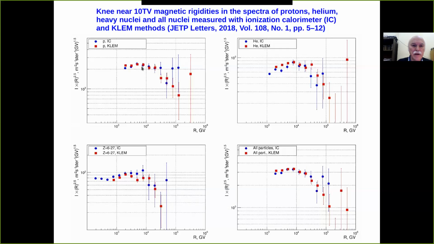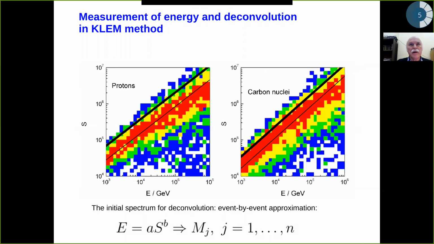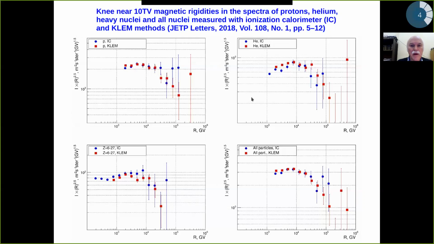You can see this feature in different components of the spectra and in the all-nuclei spectrum. But these spectra were obtained by an event-by-event procedure of obtaining the energy, and there is no energy deconvolution in the spectra. But the apparatus function, both in KLEM and in the ionization calorimeter, is rather wide. Therefore, some deconvolution of the spectra is needed.